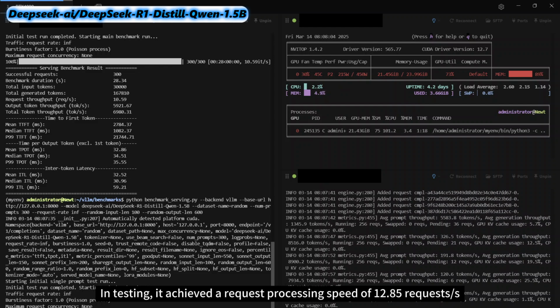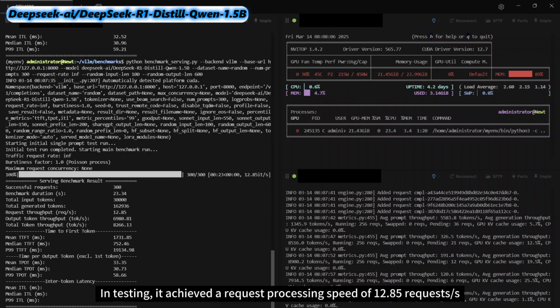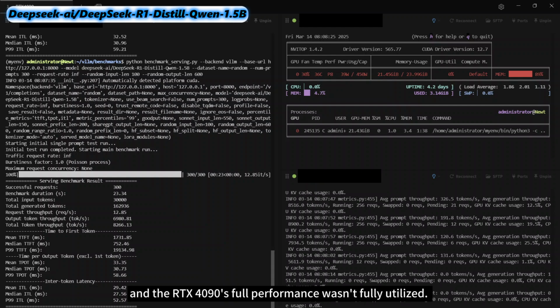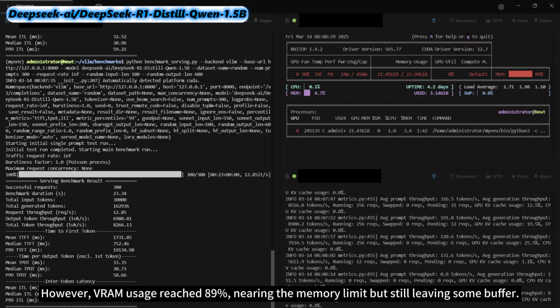In testing, it achieved a request processing speed of 12.85 requests per second and an impressive total throughput of 8,266.13 tokens per second. GPU utilization ranged from 46% to 78%, indicating that the model places relatively low computational demand, and the RTX 4090's full performance wasn't fully utilized. However, VRAM usage reached 89%, nearing the memory limit, but still leaving some buffer.